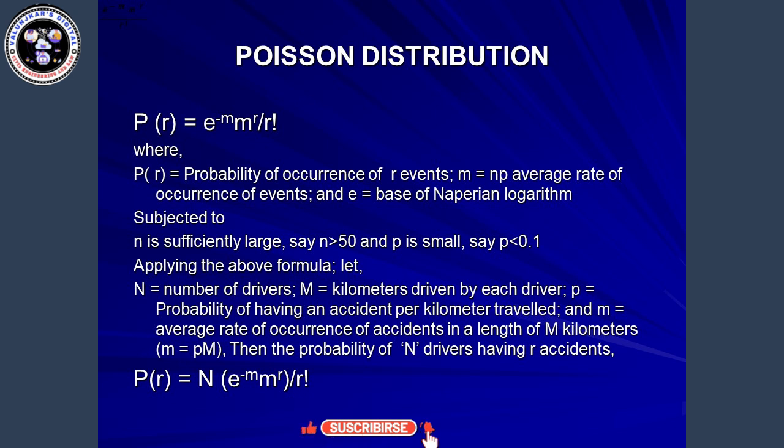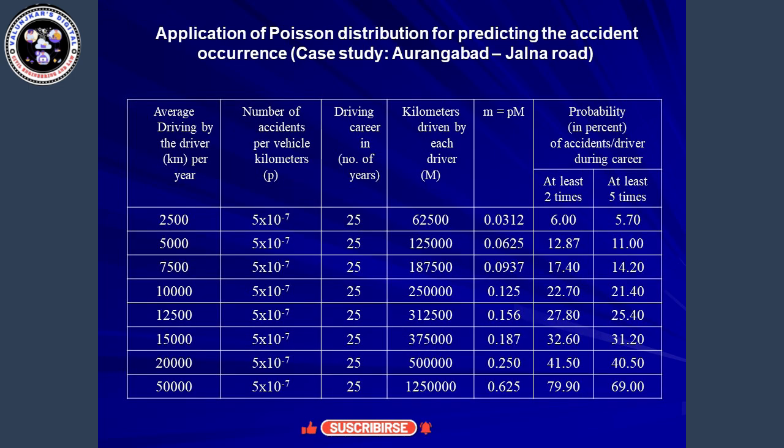Applying the above formula, let N be the number of drivers, M the kilometers driven by each driver, p the probability of having an accident per kilometer traveled, and m the average rate of occurrence of accidents in the length of M kilometers, m is equal to p M. Then the probability of N drivers having R accidents is P(R) is equal to N into e raised to minus m into m raised to R upon R factorial. So these are the data for the application of Poisson distribution for predicting accident occurrence. The case study is the Aurangabad-Jalna road.